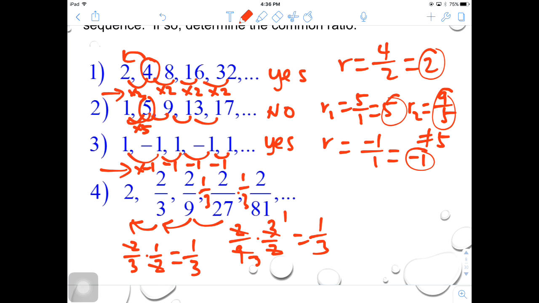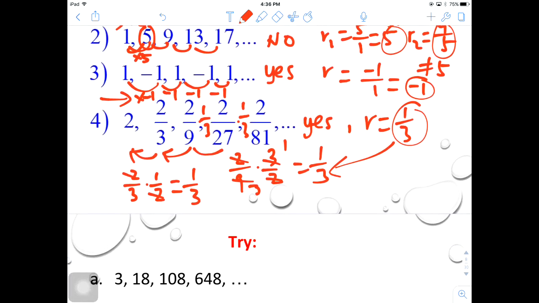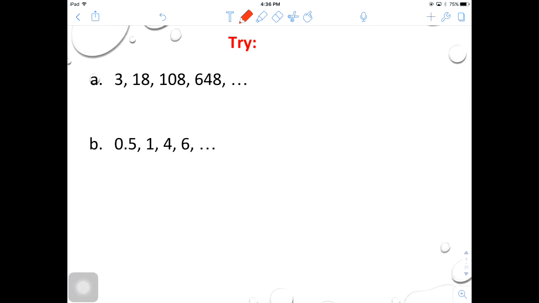So it looks like it's consistent. So this is a yes, and the common ratio is going to be 1/3 because we just did the math like right here to show it. Okay, so that is the end of that problem. And let's go ahead and have you guys try these two on your own. Go ahead and pause the video and then try this before you check your answers.